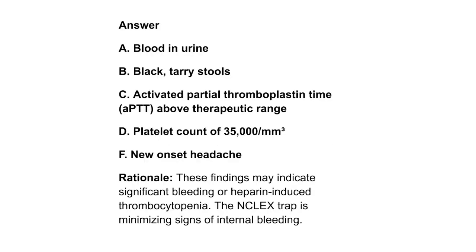Answer: A. Blood in urine. B. Black, tarry stools. C. aPTT above therapeutic range. D. Platelet count of 35,000/mm³. F. New onset headache. Rationale: these findings may indicate significant bleeding or heparin-induced thrombocytopenia. The NCLEX trap is minimizing signs of internal bleeding.